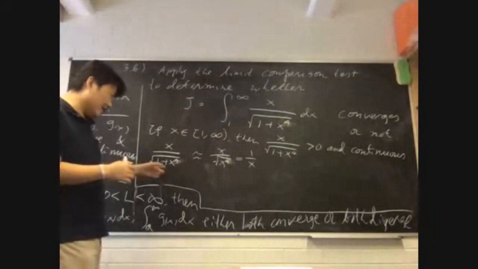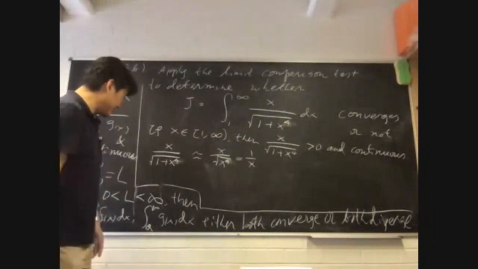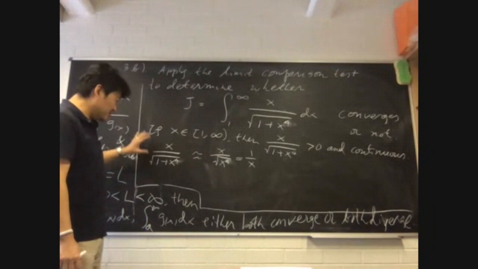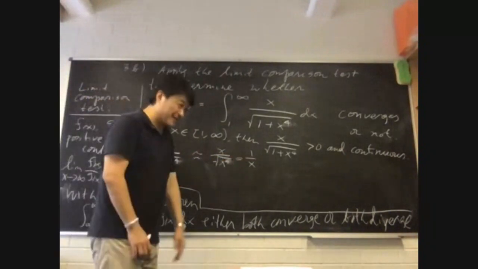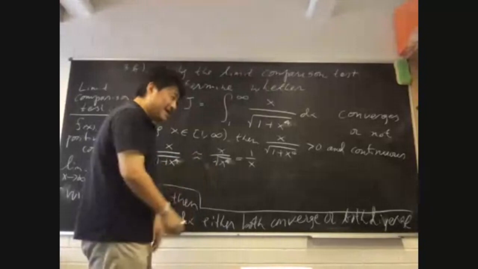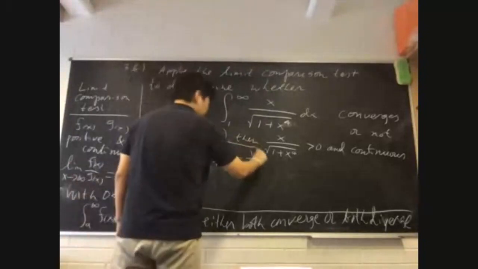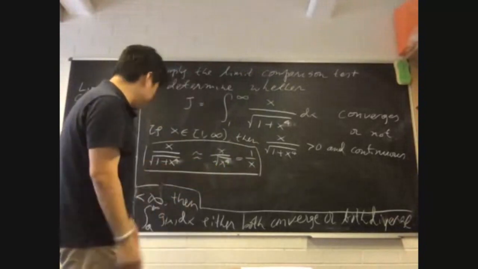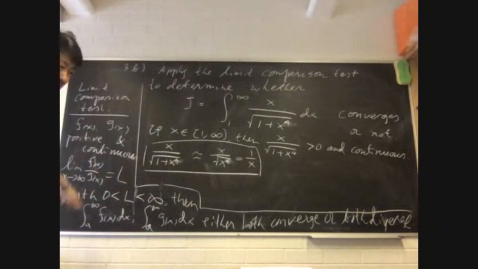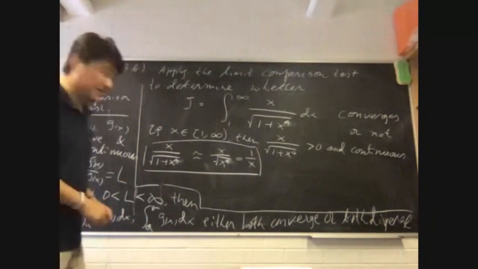So, well, this tells you this consideration here. If x is very large, x over square root of 1 plus x to the 4th is very close to 1 over x. So this is suggesting the following. This is brainstorming on the side. This is telling me that the other function that I want to apply the limit comparison test with should be this function 1 over x.